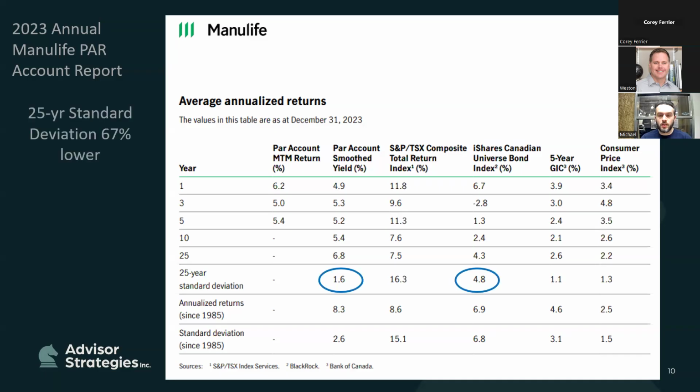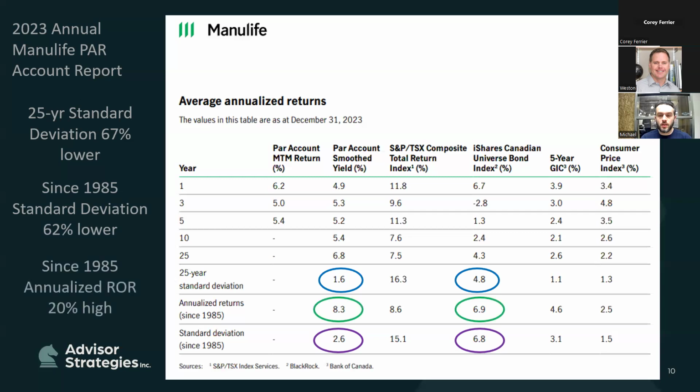So as you can see, low standard deviation versus the bonds, 1.6 versus 4.8, which is about 67% lower, and since 85, 30 plus years, it's about 62% lower, or about a third of what you would have on the bond side. And returns, since 95, the returns are about 20% higher than the comparative bond investment would be in that case. So that's pretty compelling right there.